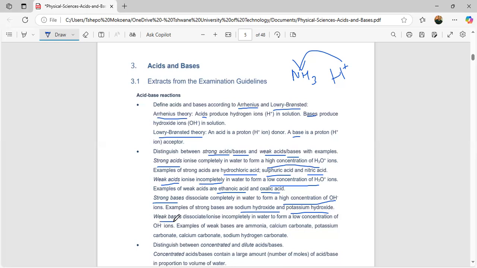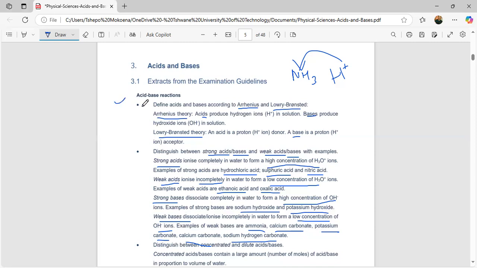The same applies to the weak bases. They dissociate partially or incompletely in water to form low concentrations of OH- ions. What are the examples of weak bases? We are looking at ammonia. Like I said, ammonia is an example of a base, but it is a weak base. We also have calcium carbonate, potassium carbonate, and sodium hydrogen carbonate. These are all examples of weak bases.